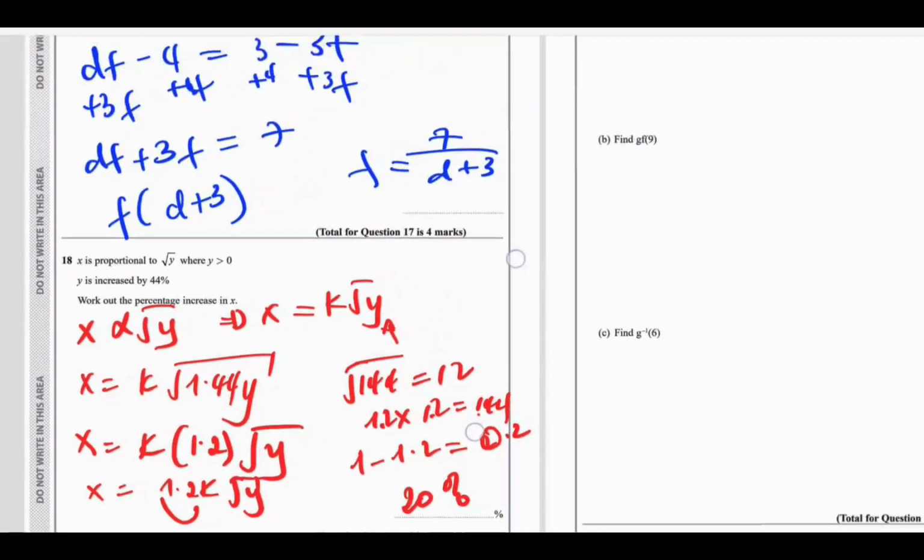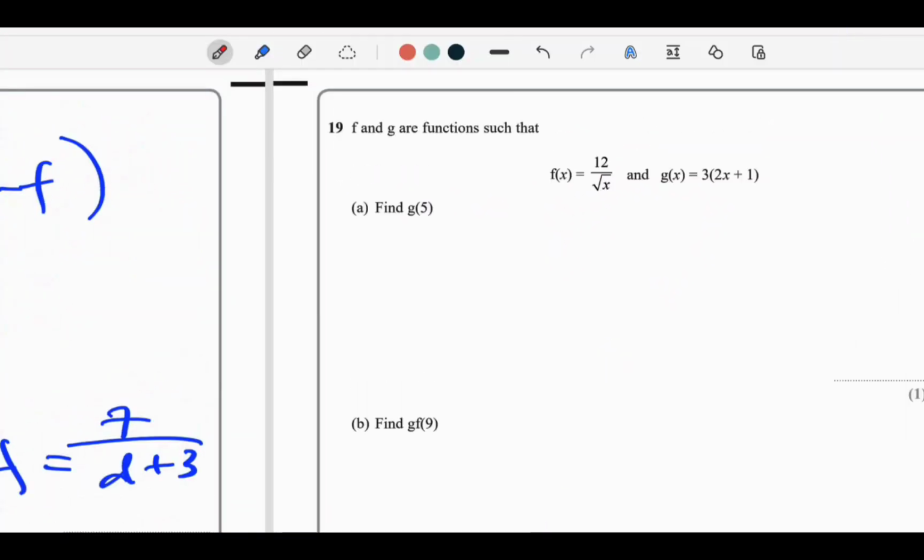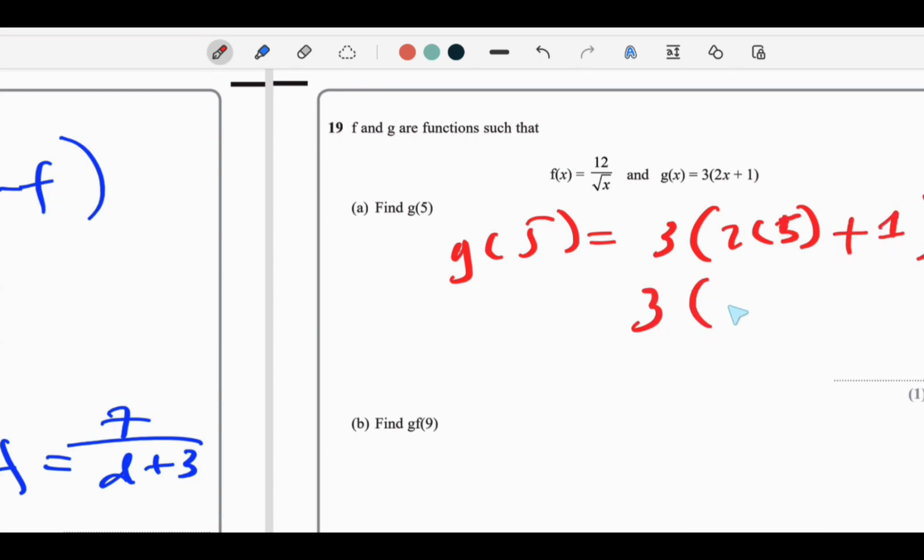Okay, next question. f and g are functions such that f of x equals that and g of x equals that. Find g of 5. Okay, super easy. Just plug in 5. So g of 5 would equal 3 brackets 2 times 5 plus 1. 3 times 10 plus 1, which is 33. Why are my 3's always wobbly?